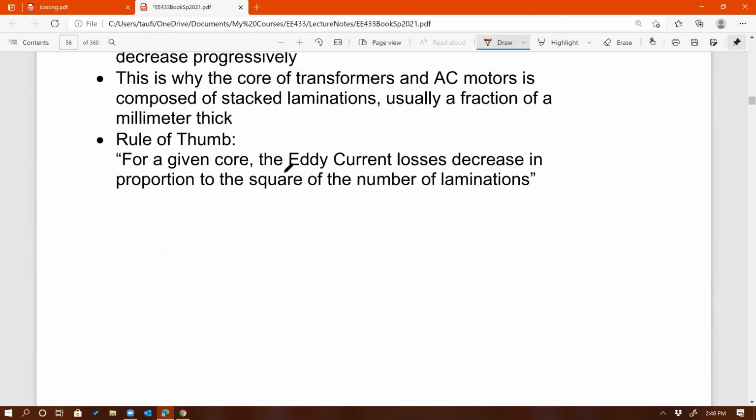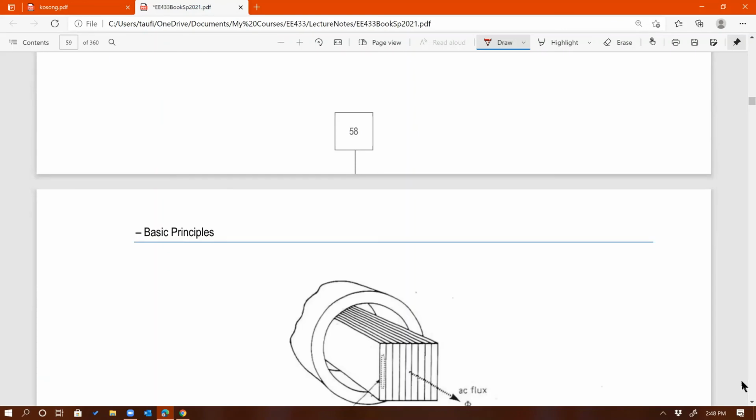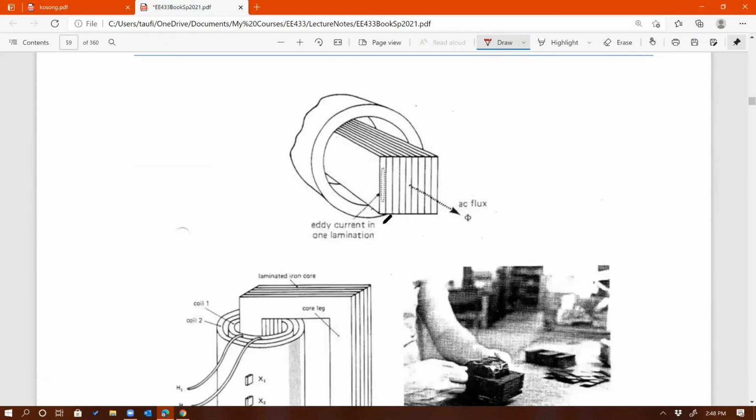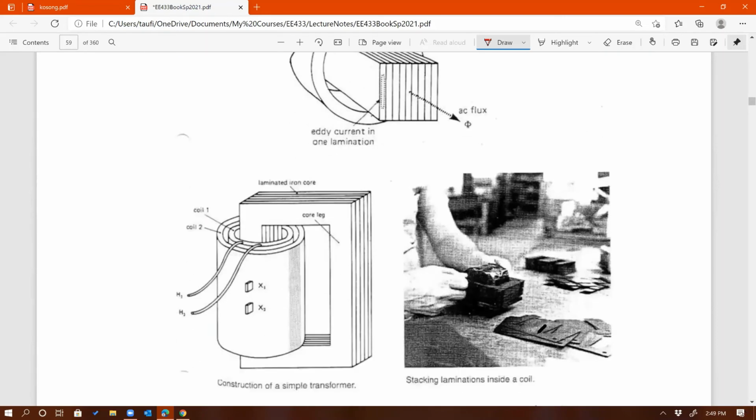Rule of thumb, for a given core, the eddy current losses decrease in proportion to the square of the number of laminations. That's the rule of thumb. So that's called laminations, by the way, okay? Those different segments are called laminations. So right here, instead of one solid core, you stack some laminations to make the core. So you can see this person stacking up the core, right? Each one of these, that's a lamination, right? When you stack them up, then it becomes a core, just like that.